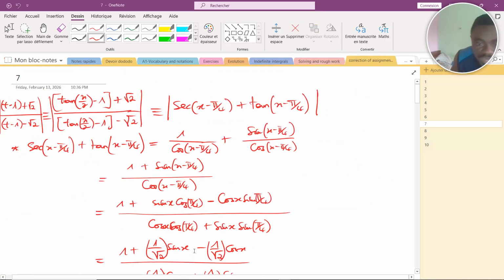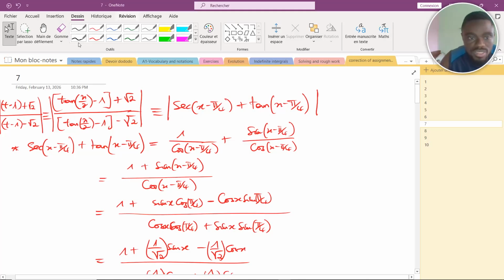We need to prove that the absolute value of t minus 1 plus root 2 all over t minus 1 minus root 2, which is the same thing as, in terms of tan x on 2, minus 1 plus root 2 all over tan x on 2 minus 1 minus root 2, absolute value, must be equal to this.